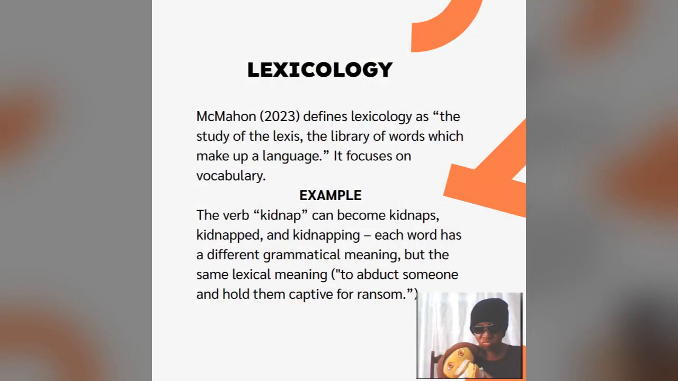Well, you see, what my daughter's kidnapper doesn't know is that I left out one of the most important linguistic subsystems, lexicology. Lexicology is a study of the lexis, the library of words which make up a language. McMahon 2023. It focuses on vocabulary. For example, the verb kidnap. Kidnap can become kidnaps, kidnapped, kidnapping, which each word has a different grammatical meaning but the same lexical meaning, which is to abduct someone and hold them for a ransom.